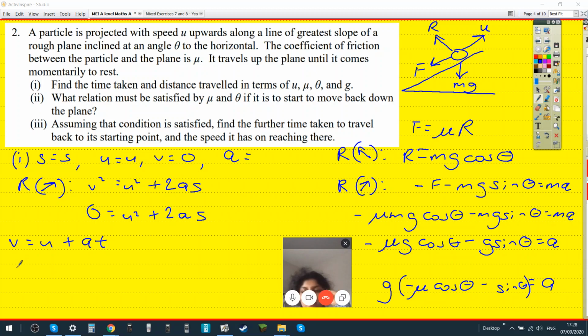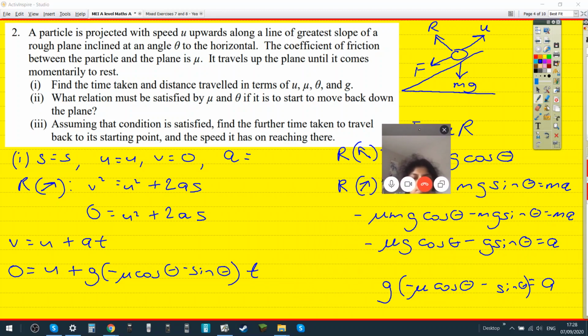So what is v? v is 0. u is u. a is g minus mu cos theta minus sine theta. And t is t.